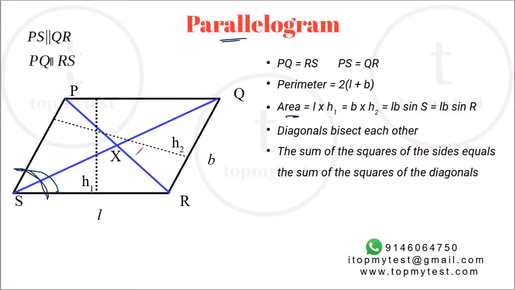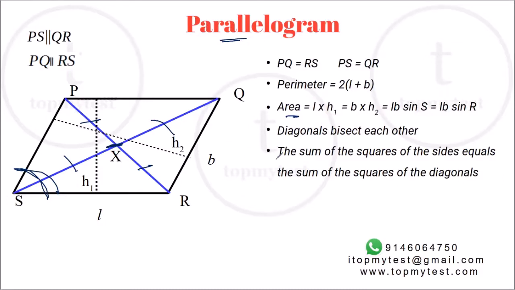Proof is available in most texts. Another property is, given the symmetry of the parallelogram, the diagonals of a parallelogram bisect each other. So PR will be equal to XR, SQ is equal to XQ. Now they need not be equal to each other. If the diagonals become equal to each other, then you will have a special parallelogram. We will deal with it later on.